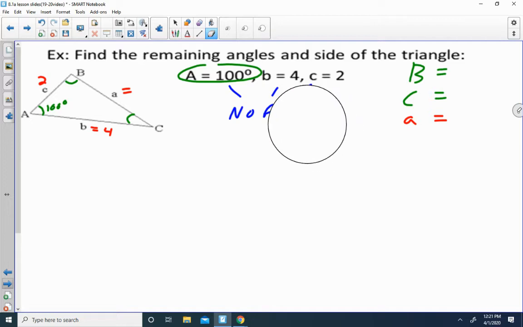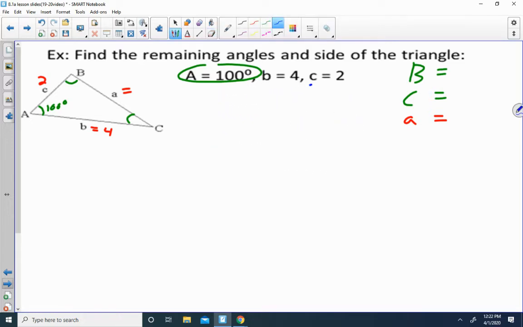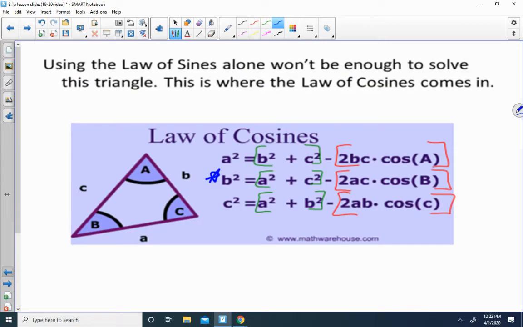All right, but which variant of the law of cosines should I use? Well, let's look at the angle we're given. We're given angle A. So, look back to the law of cosines, look at what has angle A, and that's the one we'll use. So, we'll use the first variant this time. A squared equals B squared plus C squared, and so on and so forth.